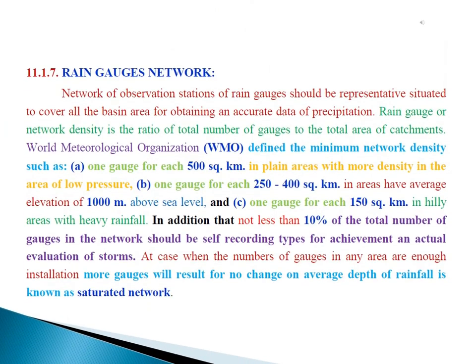Rain gauge network. A network of observation stations of rain gauges should be representatively situated to cover the whole basin area for obtaining accurate data of precipitation. The gauge or network density is the ratio of the total number of gauges to the total area of the catchment. Take into consideration that not less than 10% of the total number of gauges in the network should be self-recording types for achieving an actual evaluation of storms.